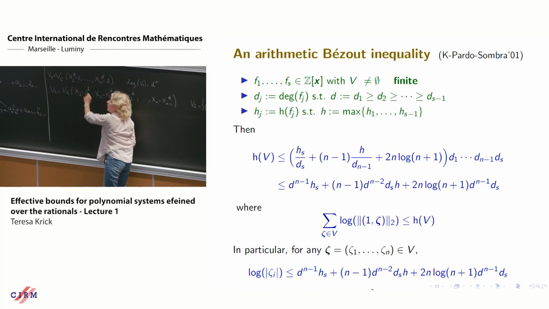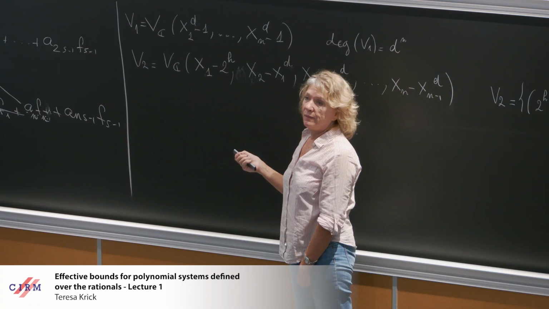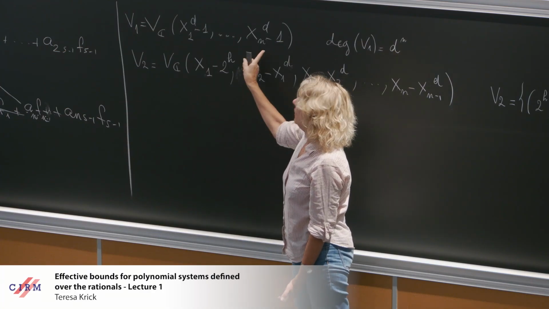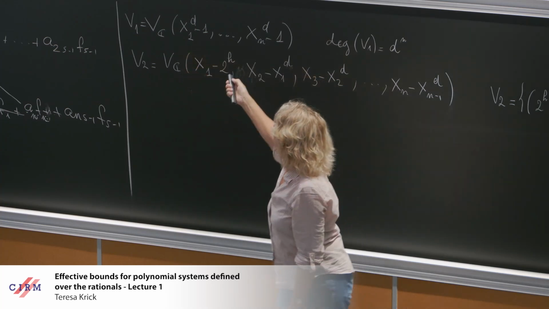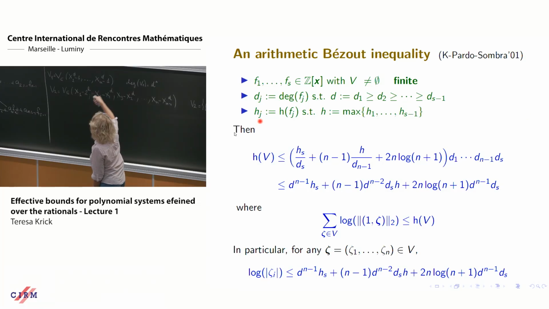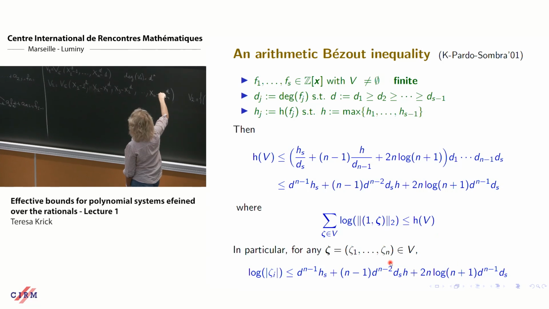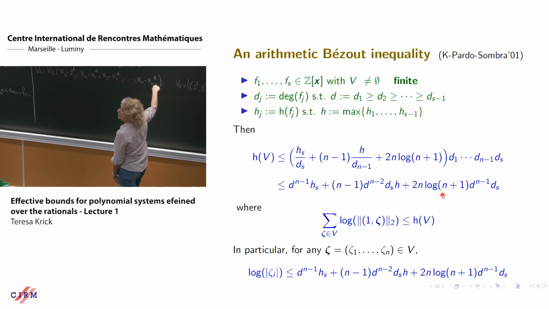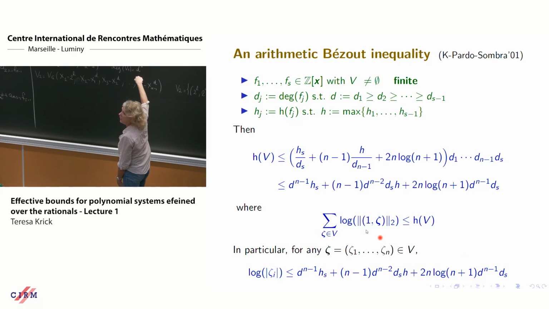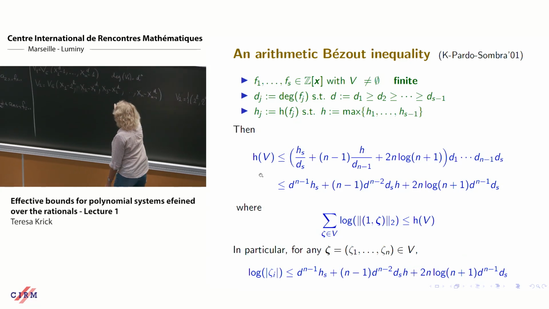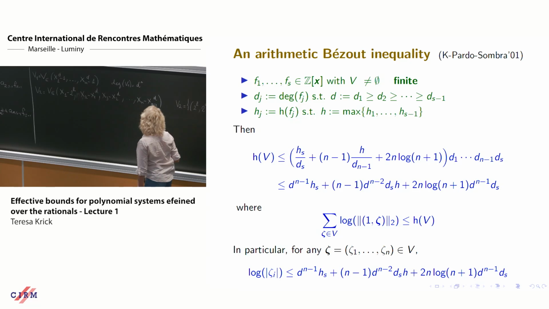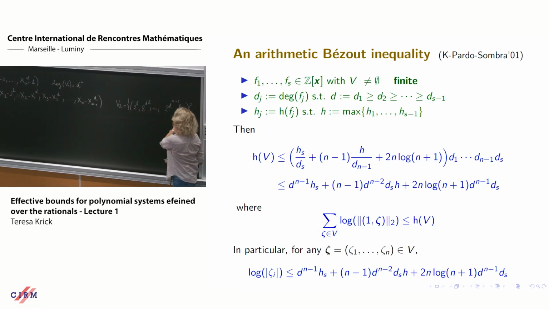What is the height of this polynomial, x1 to the d minus 1? 0. All of these here have height 0. So there are no heights here. And it just says that the sum of the logs of the zeta i's is bounded by 2n log(n+1) d to the n, while there are d to the n points. So there is some kind of garbage here, but it's not too big. But look at the second case: we have only one point, and the point has its height.